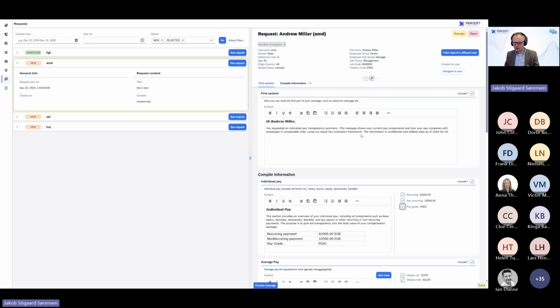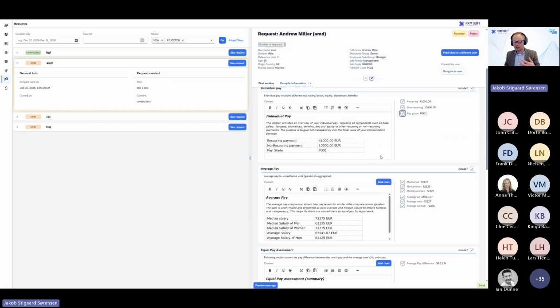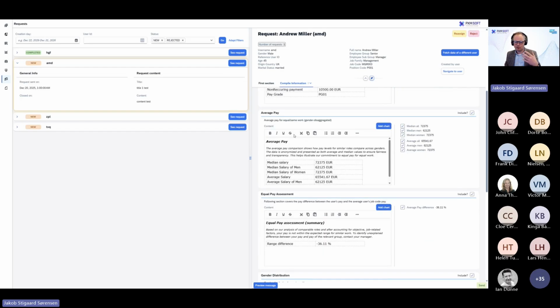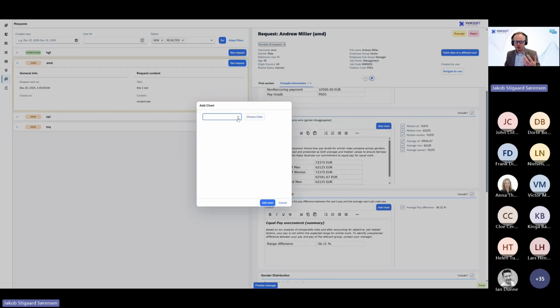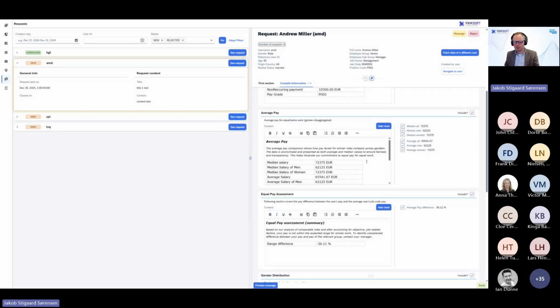So you can change the messaging, but the template provides you an outset and a starting point for working with the requests. What it provides is obviously the numbers that you have in the underlying system. It provides insights into, let's say, average pay, for instance. If you want to, you can choose to add supporting charts that might provide some guidance for the employees understanding the numbers.